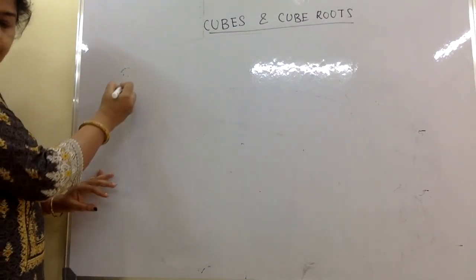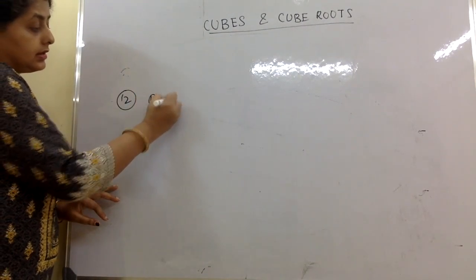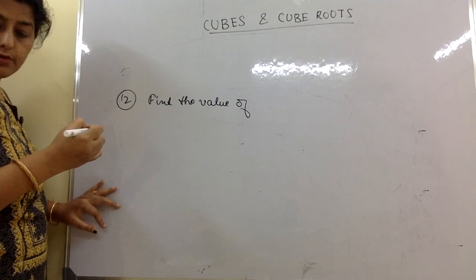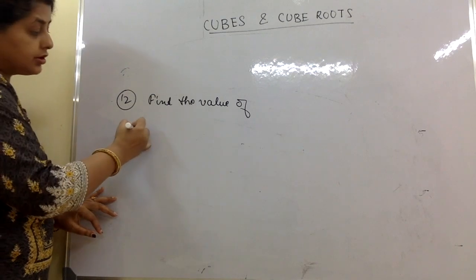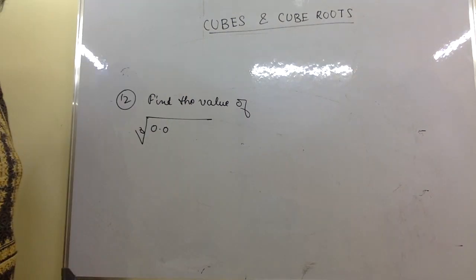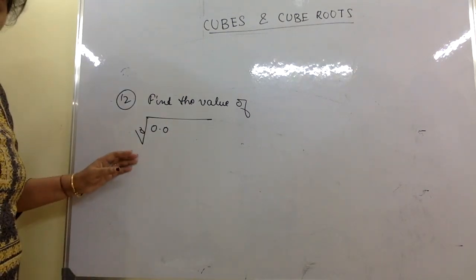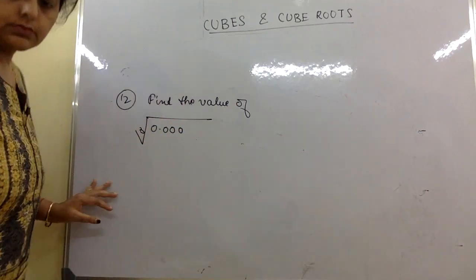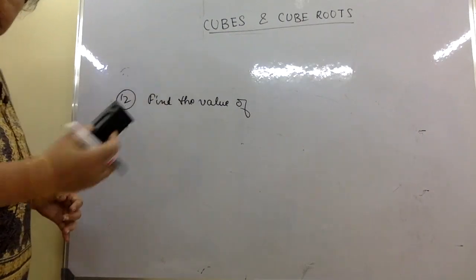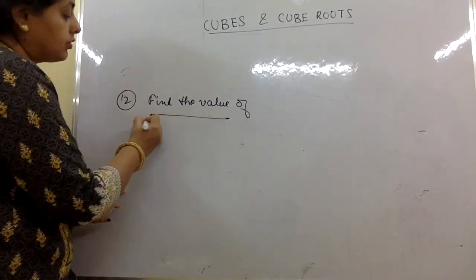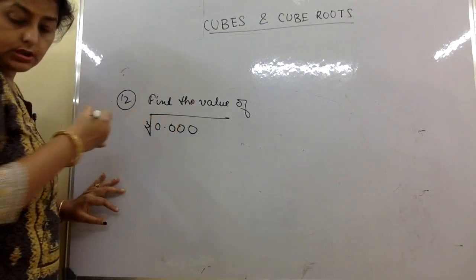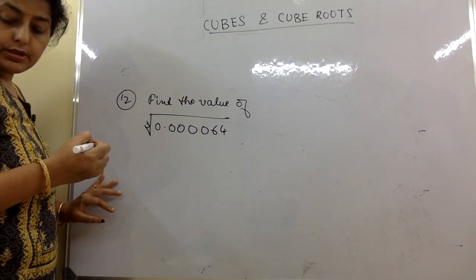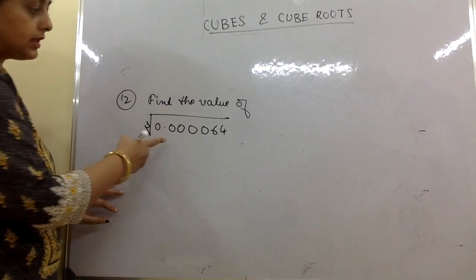Now here is a question, the 12th one. Find the value of the cube root of 0.000064. Okay, you have to find the cube root of this. Now whenever it comes like a decimal number like this, everybody is very scared.